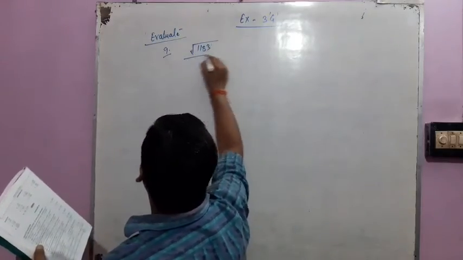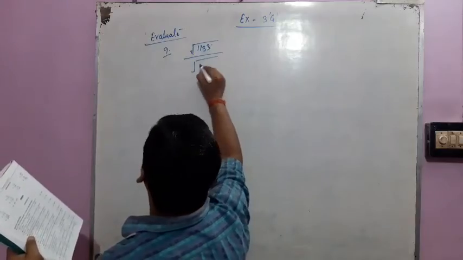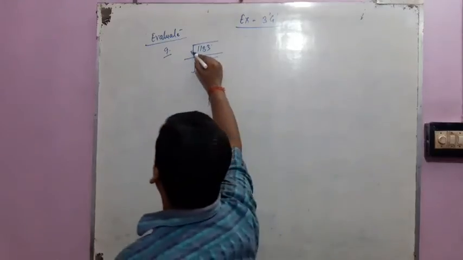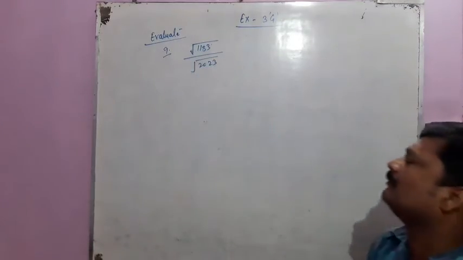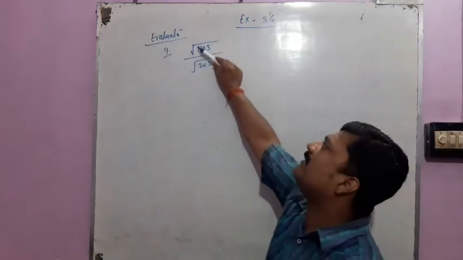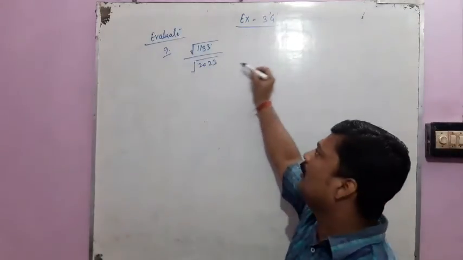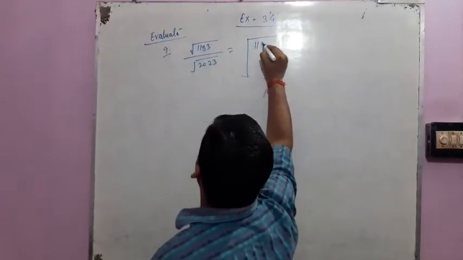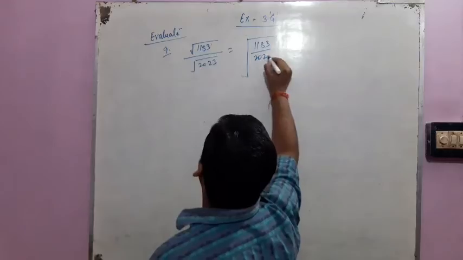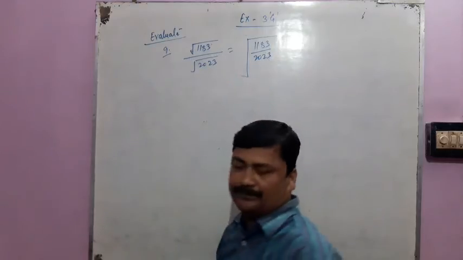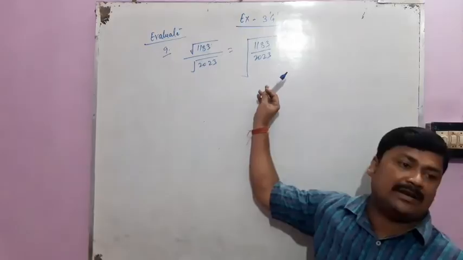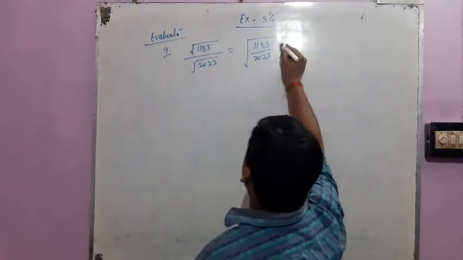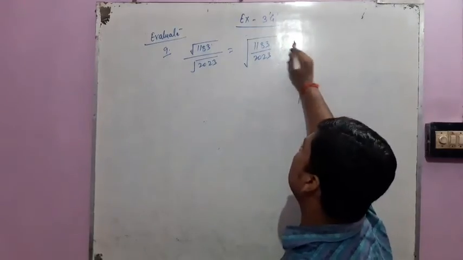1183 by 2023. In a fraction, if both the numbers have a square root, both having the square root, or both having the cube root, you can write it like this: in the same square root you write the numerator as well as the denominator. Okay friends, now we have to reduce it, reducing the terms here.